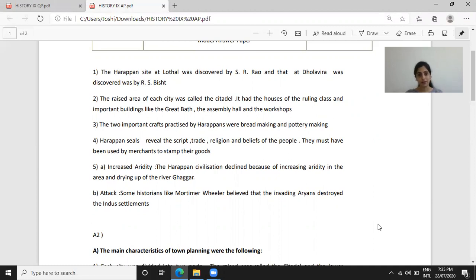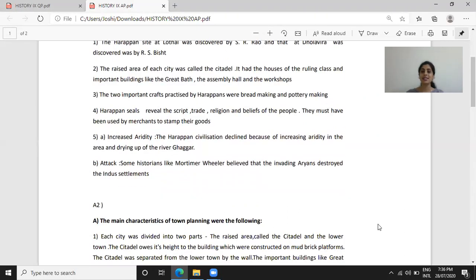Answer number 5. Increased aridity. The Harappan civilization declined because of increasing aridity in the area and drying up of the river Ghaggar. Point number 2. Attack. Some historians like Mortimer Wheeler believed that the invading Aryans destroyed the Indus settlements. With this, we complete the first set of questions. If you have written down the 2 points in each answer, then give yourself 10 on 10.